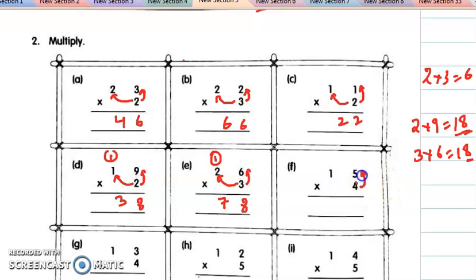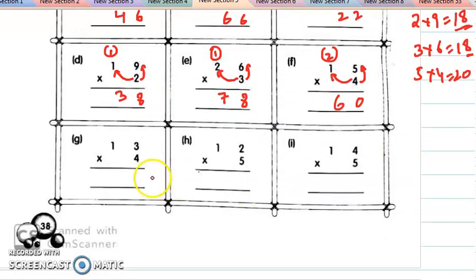Now multiply this one with this and this number with this. So 4 times 5 or 5 times 4, it makes 20. For 20 we will write 0 and 2 will be carry. So 4 times 1 is 4, 4 plus 2 will be 6. And next one here is 4 times 3 is 12. For 12 we will write 2, 1 will be carry. And 4 times 1 is 4 plus 1, it will make 5.